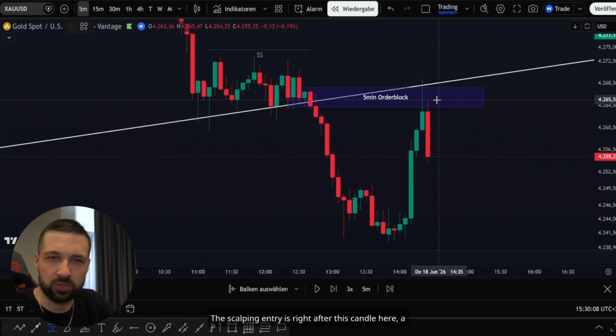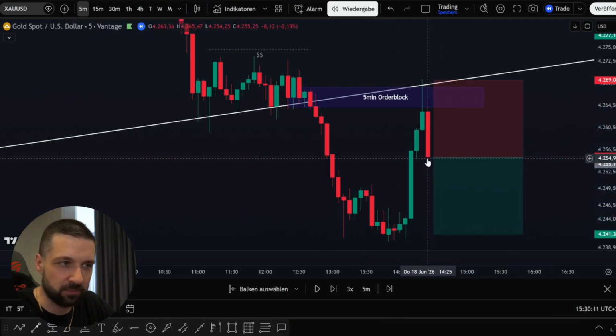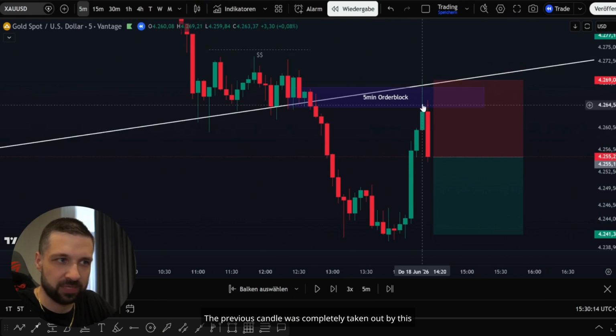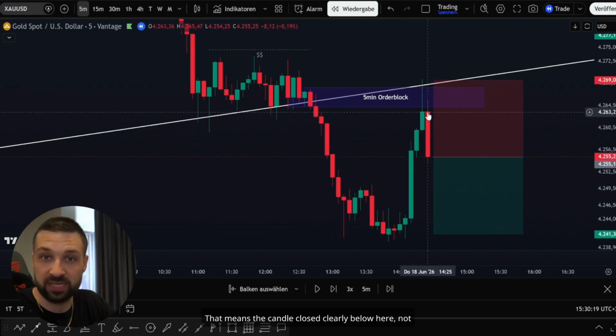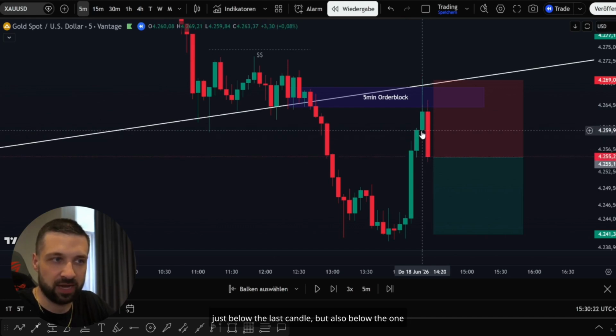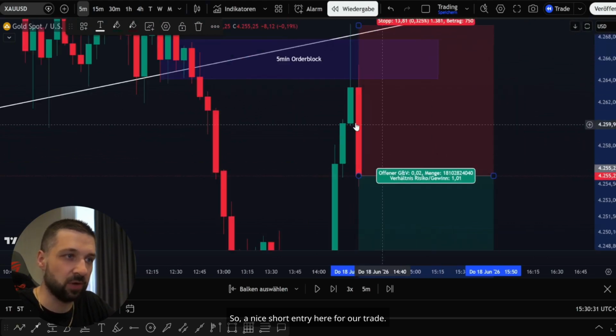The scalping entry is right after this candle here, a nice 5-minute engulfing candle. What does that mean? The previous candle was completely taken out by this single move. That means the candle closed clearly below here, not just below the last candle, but also below the one before that. So a nice short entry here for our trade.